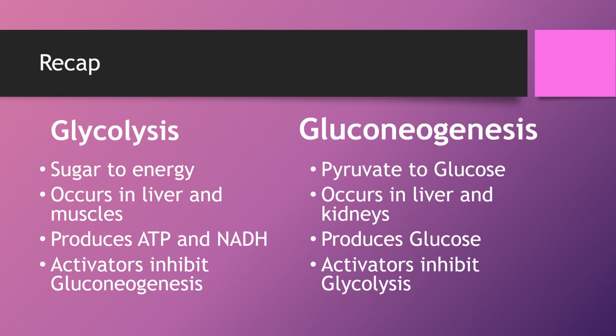So while both these pathways are very important, glycolysis is important in producing that cellular energy, and gluconeogenesis can only produce glucose. And since these are opposing pathways, it's helpful to understand that those activators for glycolysis inhibit gluconeogenesis, and those activators for gluconeogenesis will inhibit glycolysis.